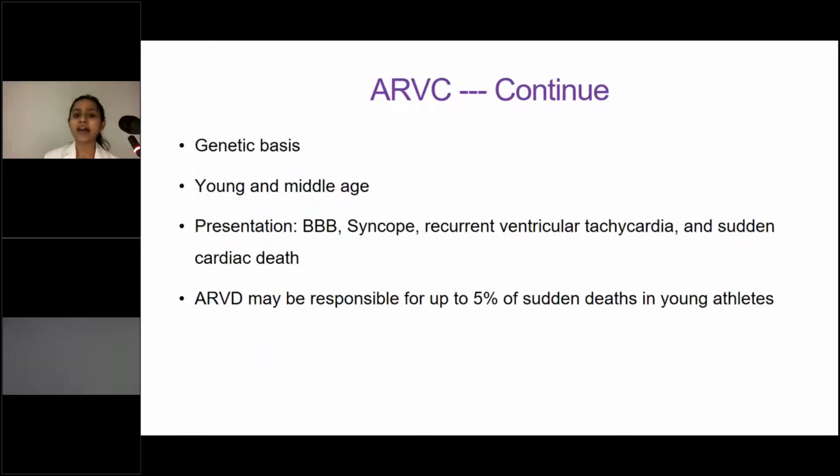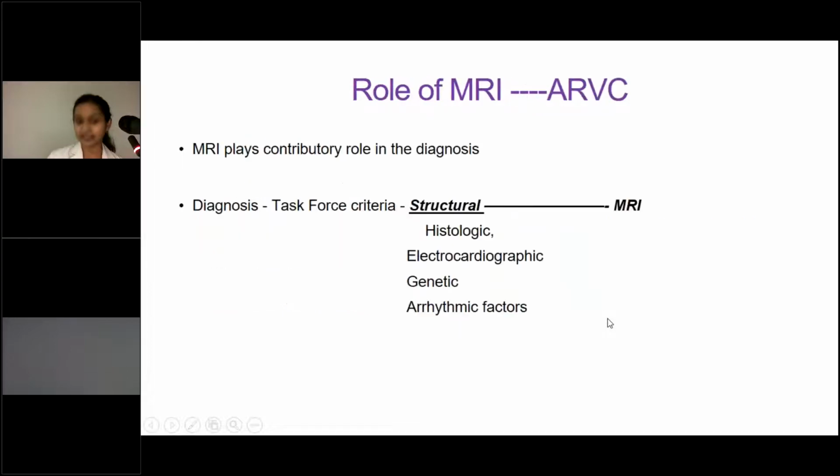Now, as far as the epidemiology of this condition is concerned, it has a genetic basis with an autosomal dominant pattern of inheritance. It has been known to involve young and middle-aged groups. Because of the structurally abnormal right ventricle, these patients are prone to recurrent ventricular tachycardias, often leading to syncope. And in fact, it is responsible for up to 5% of sudden cardiac deaths in young athletes.